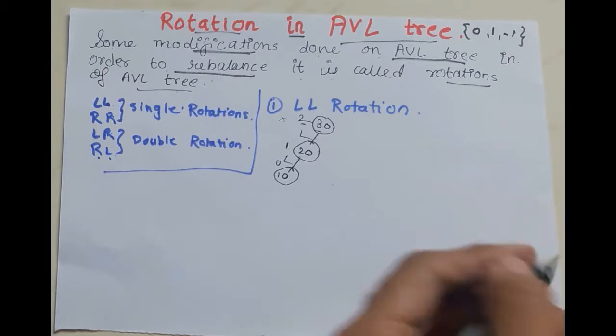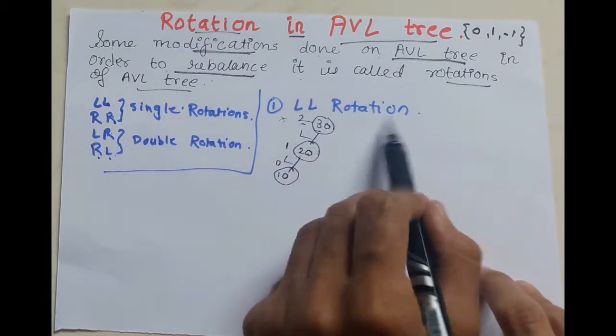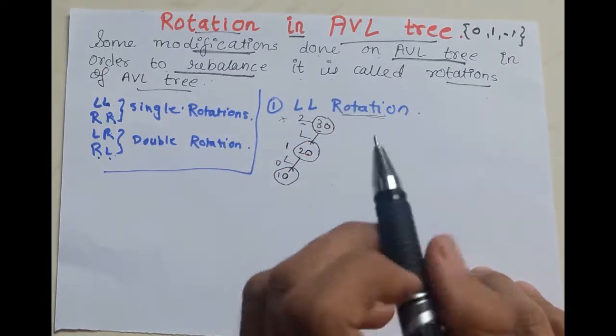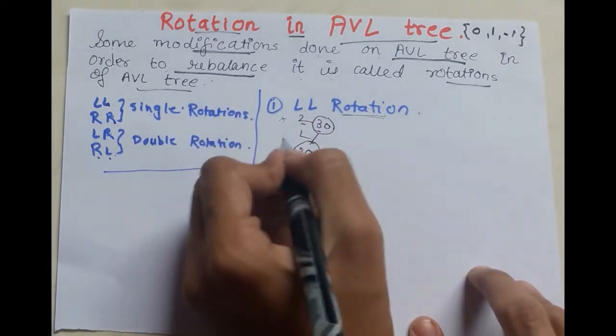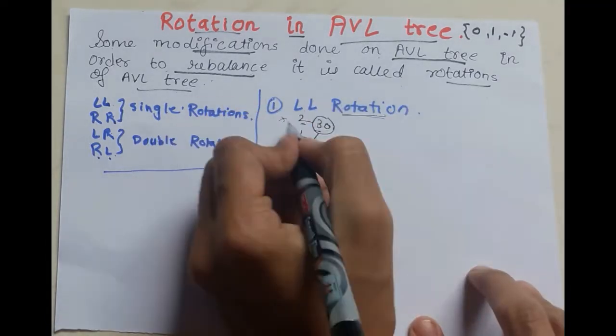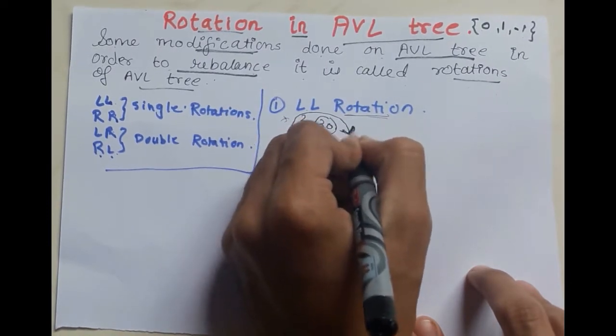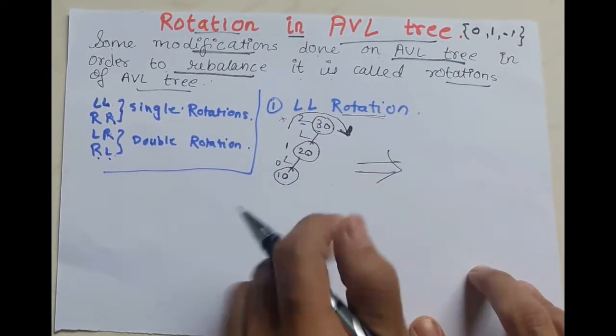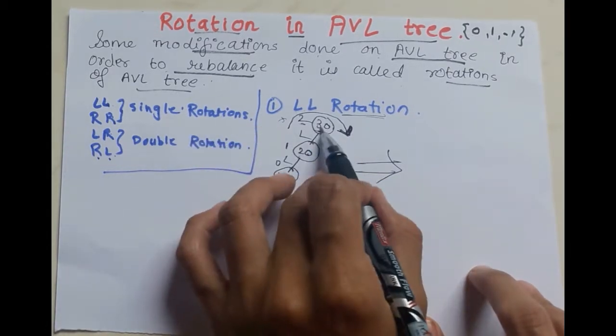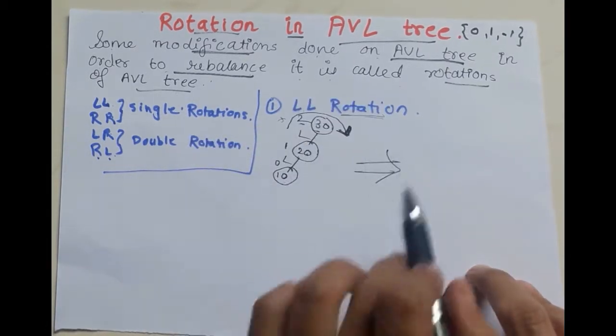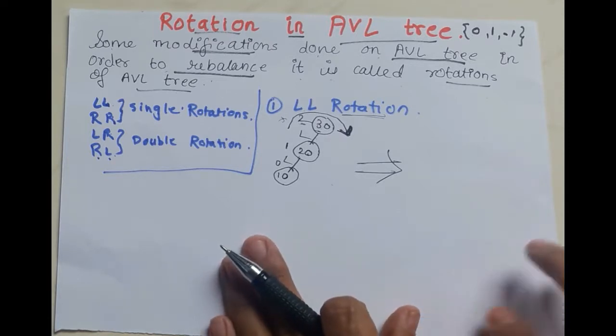So for that reason, what will we do? We'll perform LL rotation. And in LL rotation, we rotate the tree to the right. So we'll rotate this tree in the right direction. And after rotation, what will we get? We'll get 20 as the root. 30 will be pulled to the right of 20 and 10 will be to the left of 20.